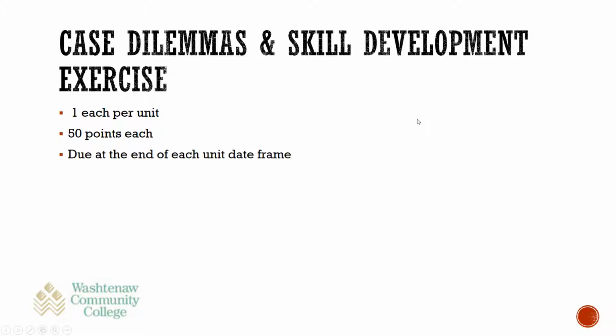Next are case dilemmas and also skill development exercises. There's going to be 1 of each per unit, so 4 each. They are 50 points each, and then they are due on the last day of the date range. So that's going to be a Sunday by 11 p.m. Again, exact dates we'll see in just a moment.